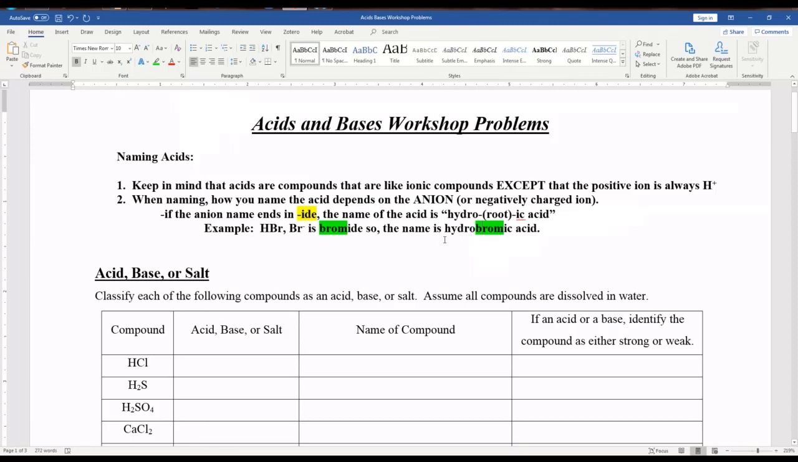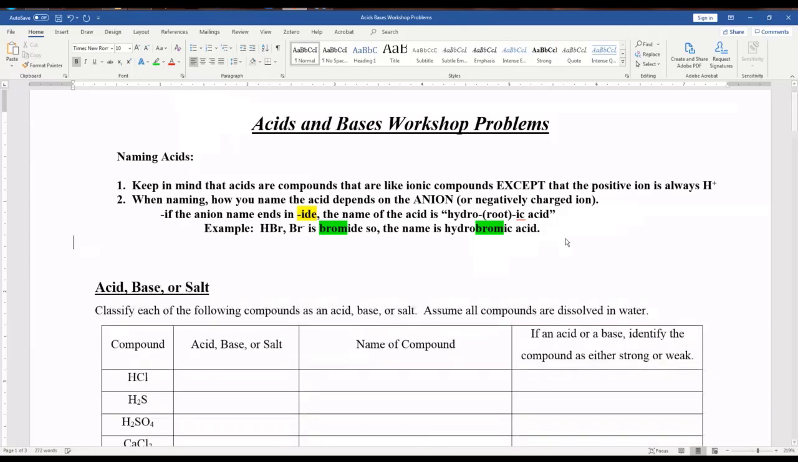So a fun way to kind of remember this is: my ride has hydraulics. If you have IDE, then it's going to be an IC ending. The hydraulics, I'll misspell it on purpose. And then you have the hydro blank IC.